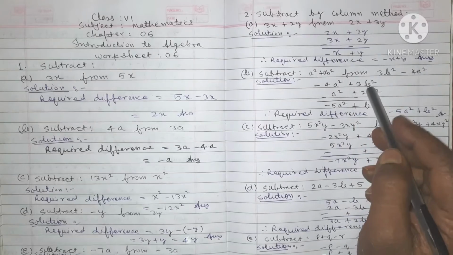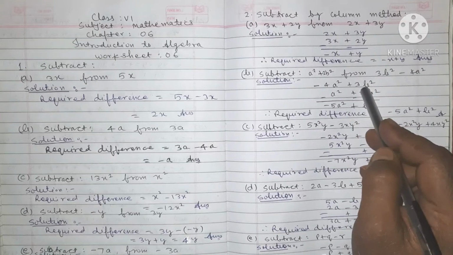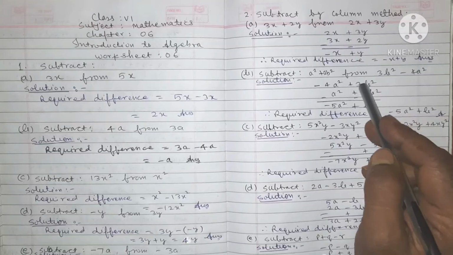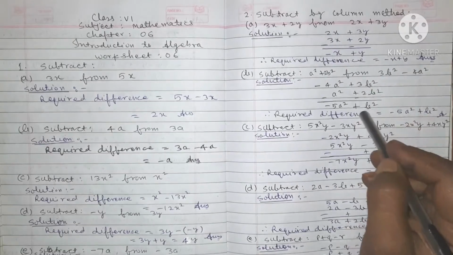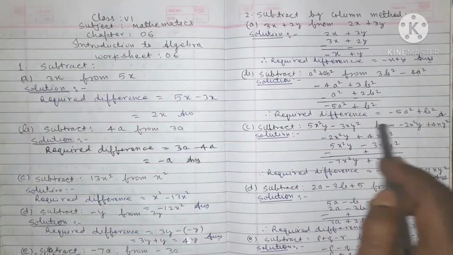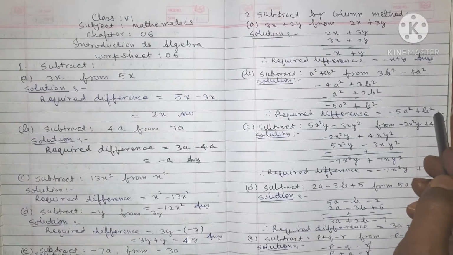Absolute value of plus 3 is more than absolute value of minus 2. Therefore, we write the sign of 3b square. It has plus sign, so we write here plus sign. So required difference is equal to minus 5a square plus b square.